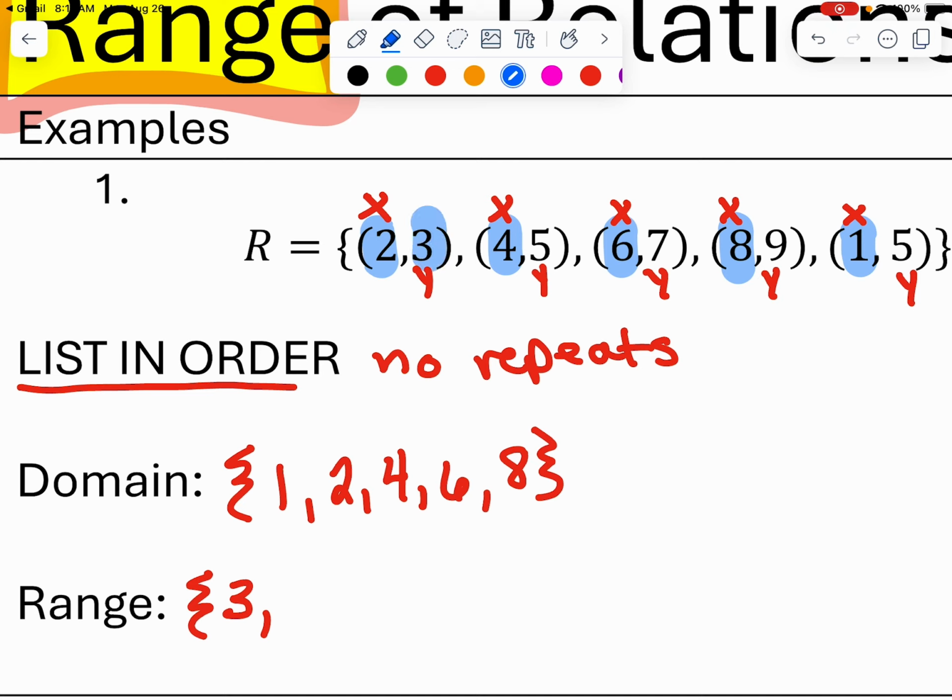And then what's my next smallest range? Sometimes these are harder to find. A 5. Now I have 5 twice. I am not going to write 5 twice. You never repeat. You just say, hey, my range includes a value of 5. So you actually kind of did both of those by writing a single 5.